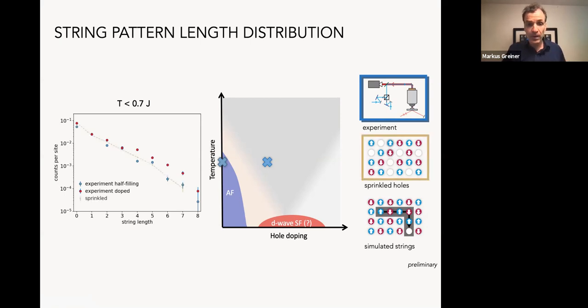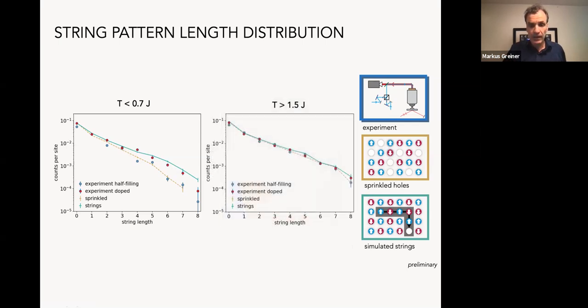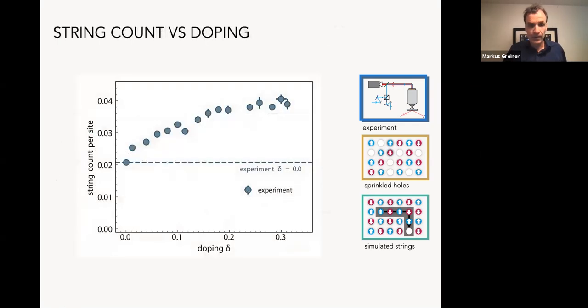And so we can then compare it to theory. Again, the sprinkled holes would not agree with what we find for the doped regime. But if you take a theory like the simulated strings I mentioned, then we find pretty good agreement. And at higher temperatures, for example, indeed, we see that there's no change.